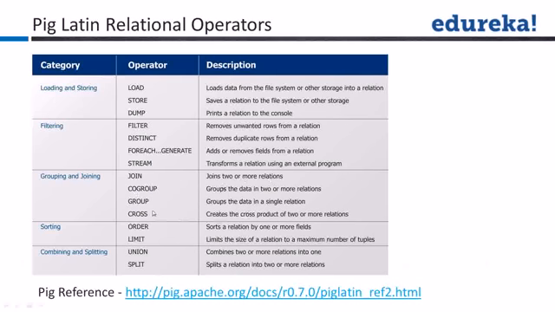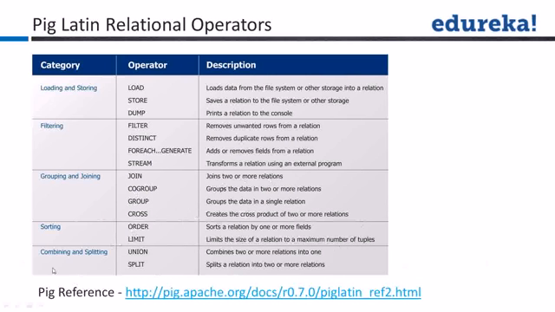So don't worry about understanding each and everything very clearly right now. When we do some examples, it will be clear. It's very difficult to explain some of these things on the theory side; if you take five examples, you'll be able to understand. Now cross is basically the cross product of two or more relations, exactly the same as a cross in SQL. For sorting, order sorts a relation based on one or more fields. Limit limits the size of a relation to a maximum number of tuples. What a tuple is, we'll understand shortly, so don't worry about that.